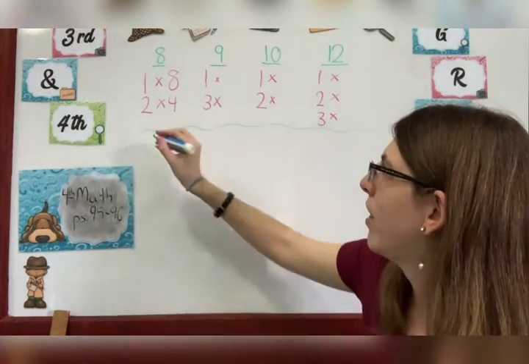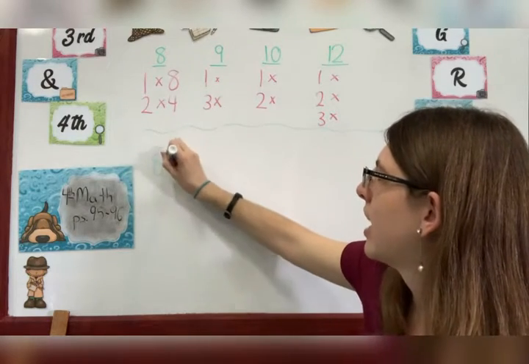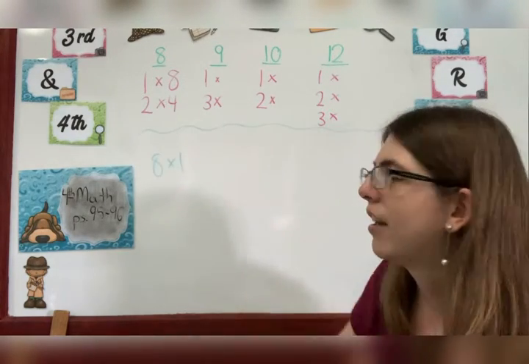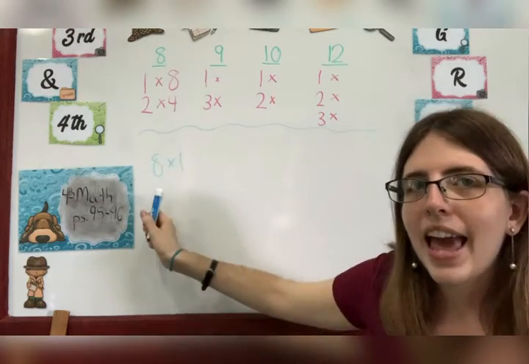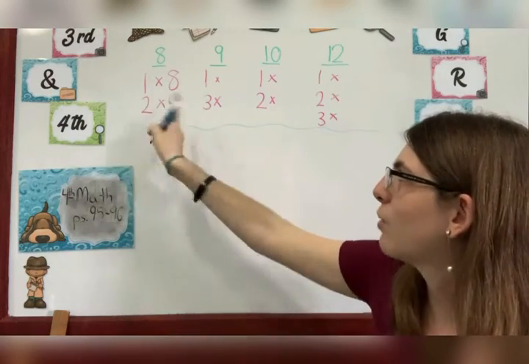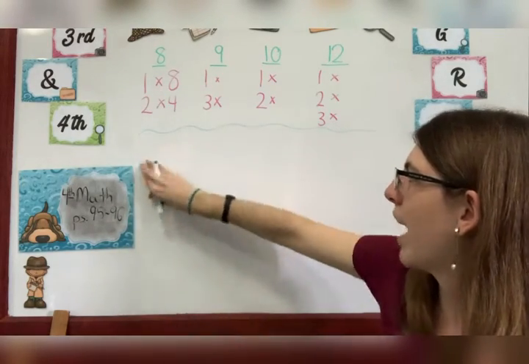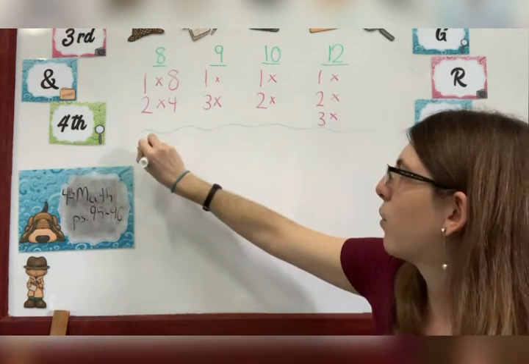We know that 1 times 8 and 8 times 1, they both equal 8. 8 times 1 is the same thing. So I only need to write it once. I don't have to write it like that. Same thing with 4 times 2.